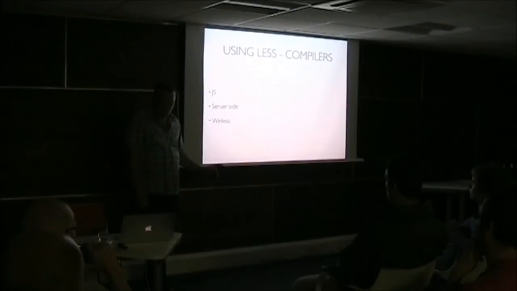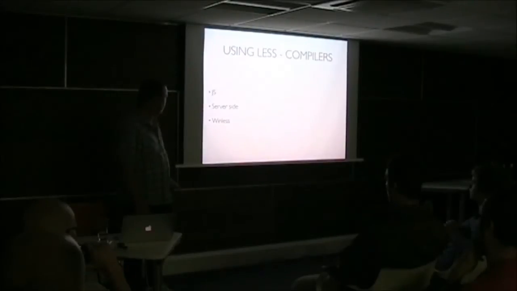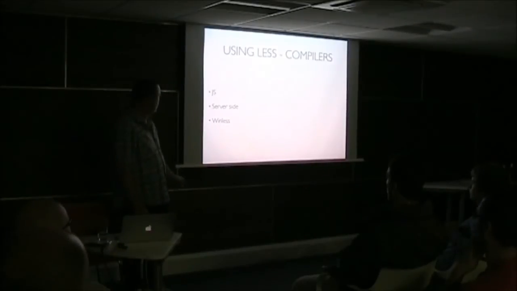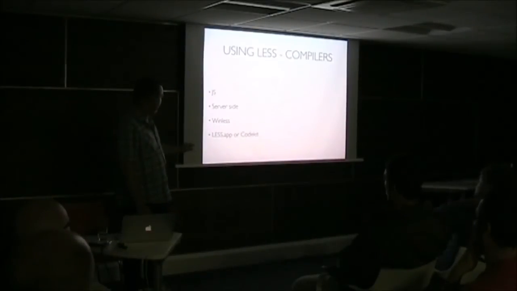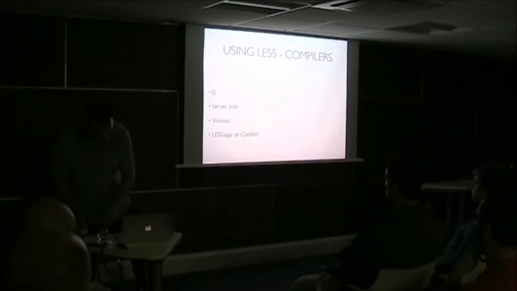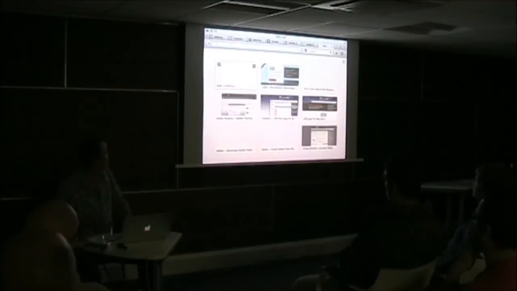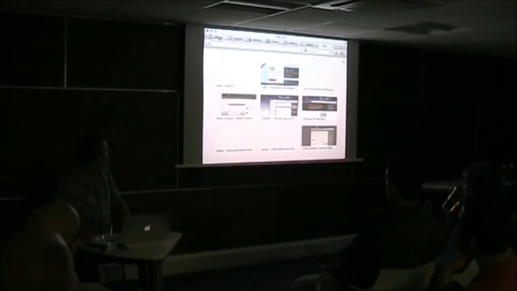So we'll have a look at the compilers very quickly in a minute, but on Windows, the main one is called WinLess. And on the Mac, we've got less.app and CodeKit. So let's have a look at those, and we'll see how they work. My mouse. Okay.